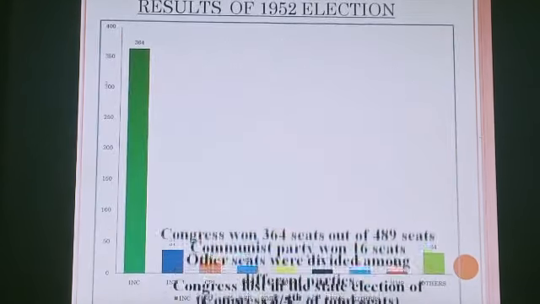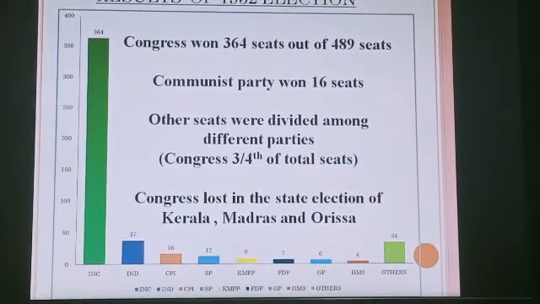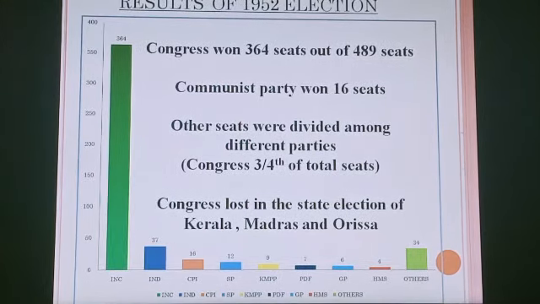So let us see the results of the 1952 election. You can see the bar graph here. The green one on the extreme left is very tall: 364 seats out of 489 seats, won by Congress. The Communist Party won 16 seats in a few regions of the country, in Kerala and other places. And the other seats were divided among different parties.